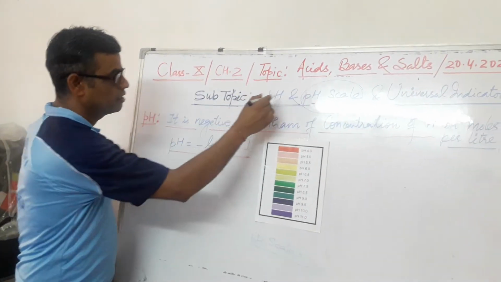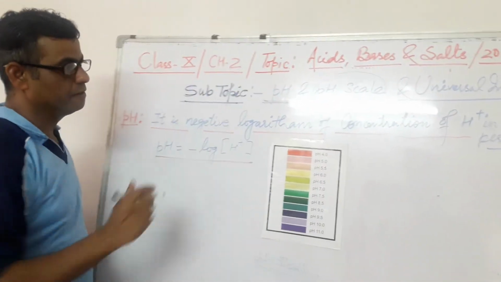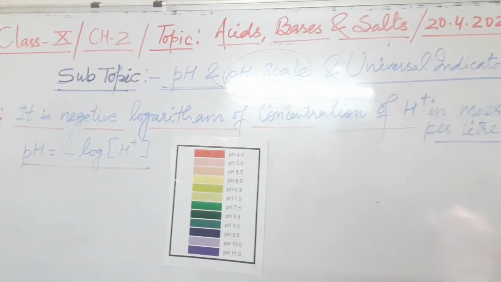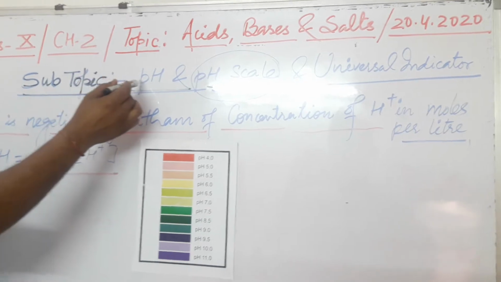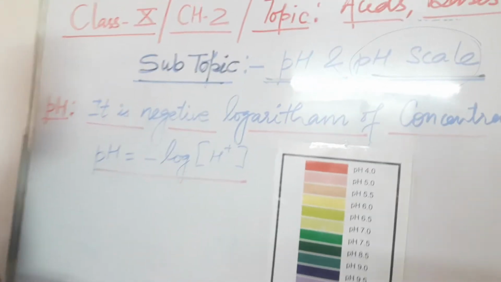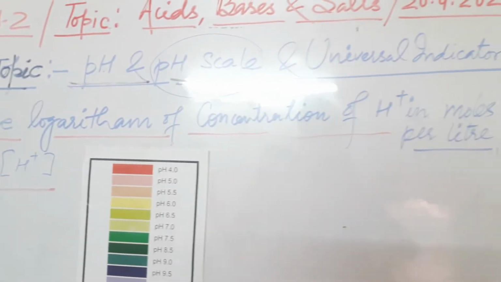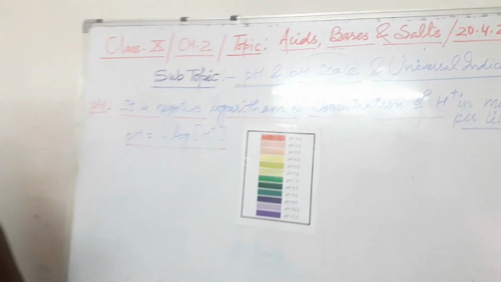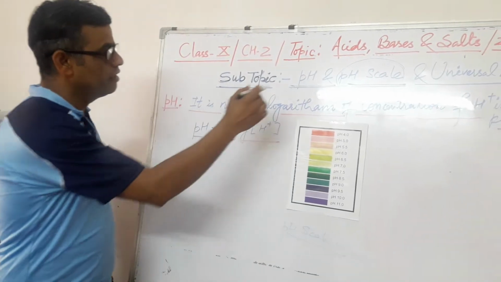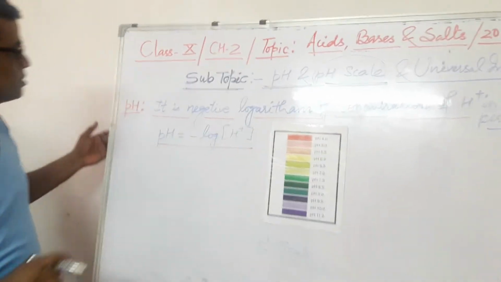First we are taking the pH. Dear children, pH is a German term and the full form of pH is potential of hydrogen ions. The meaning of this is the strength of the hydrogen ion. We can define the pH as follows.